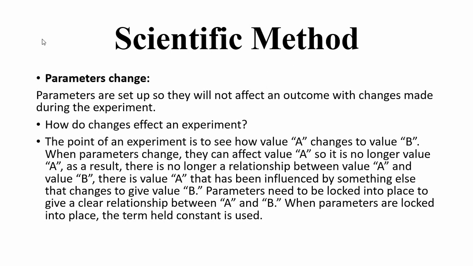How can a parameter change affect an experiment? The point of an experiment is to show how A changes to B. When parameters change, they can affect A so it is no longer A. As a result, there is no longer a relationship between A and B. There is the value A that has been influenced by something else that changes to value B. Parameters need to be locked into place so they do not affect A to give a clear relationship between A and B. When a parameter is locked into place, the term held constant is used.